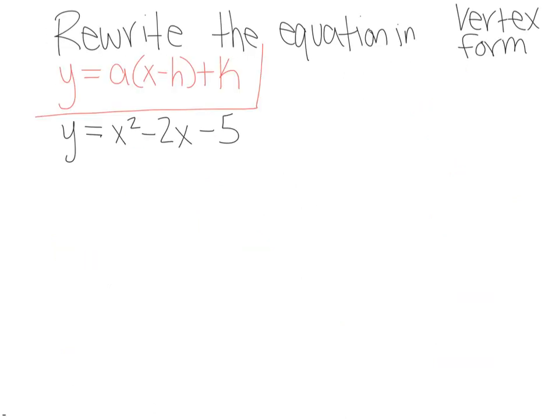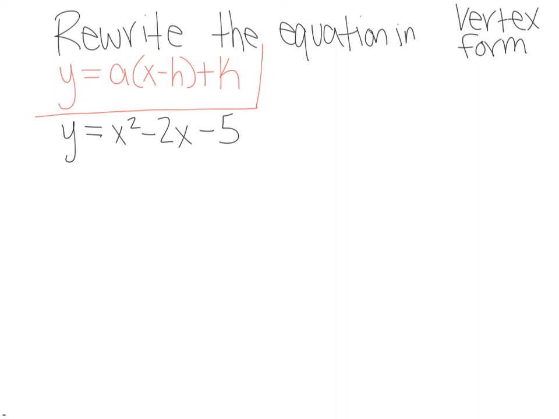The next question is to rewrite the equation y equals x squared minus 2x minus 5. We're going to put it in vertex form. So vertex form is y equals a parentheses x minus h squared plus k. We're going to take it from standard form and put it in vertex form. There are a couple different ways to do that. The easiest way is to figure out what a, h, and k are and plug them in.